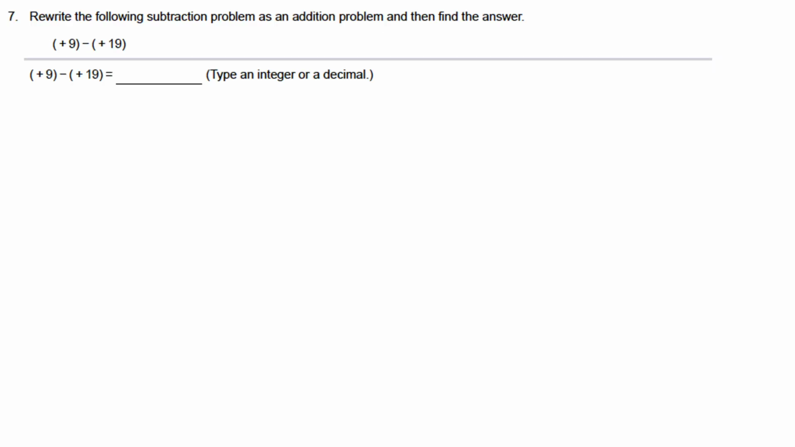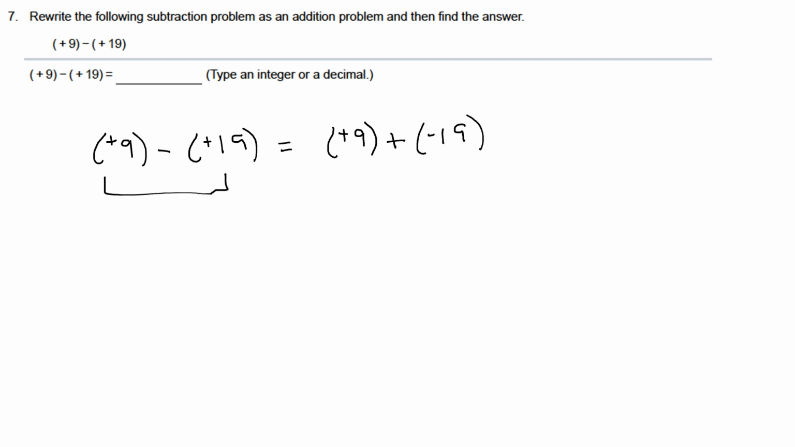Rewrite the following subtraction problem as an addition problem and then find the answer. We have a positive 9 minus a positive 19. Remember, this minus sign is saying do the opposite of the number next to it. So if we want to change this to an addition problem, we'll write the first number, which is a positive 9, change the middle number to a positive, and then take the opposite of the second number. So instead of a positive 19, we'll now have a negative 19.